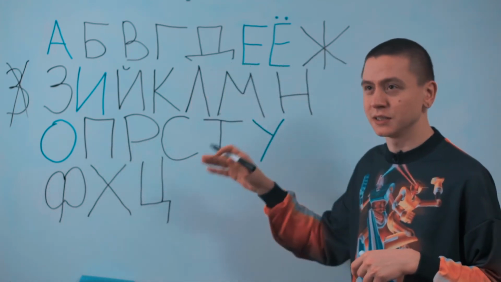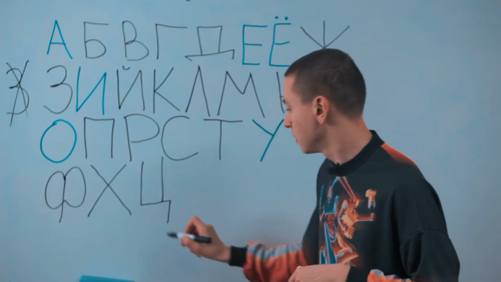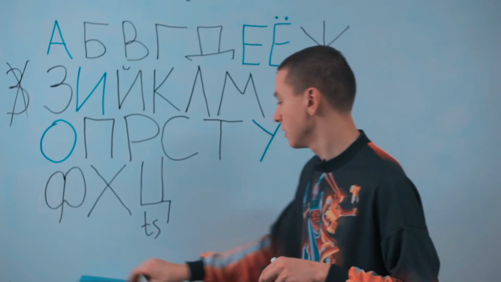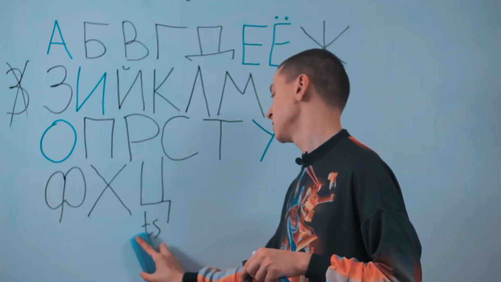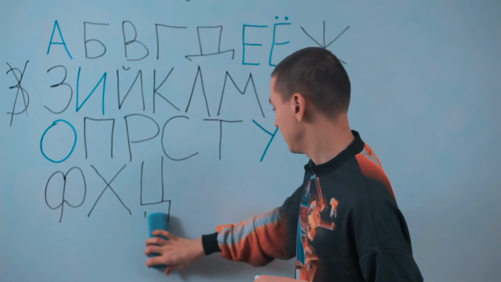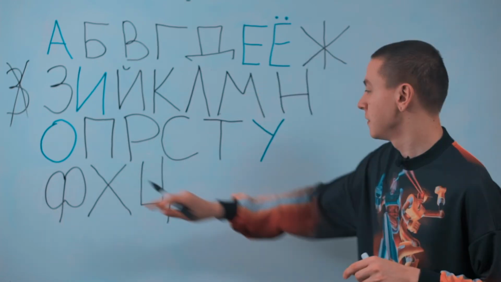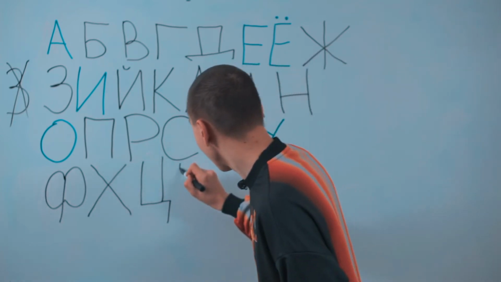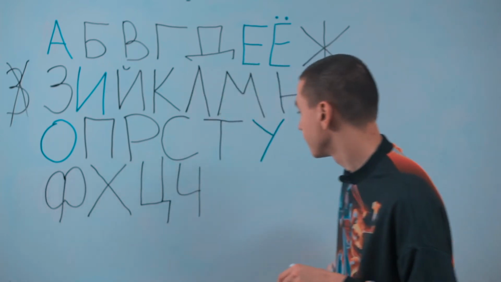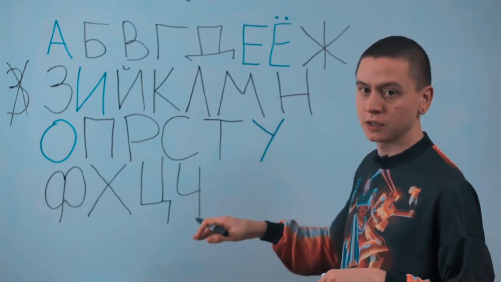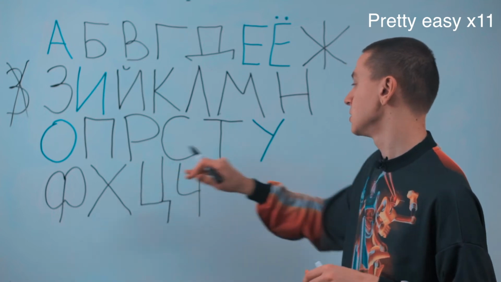Ts. It's literally like this. Ts. Okay? Just pronounce it like this. I hope you remember it and I can get rid of it. F, h, ts, ch. Next one is ch. It's ch, it's like ch in English, for example. It's ch. Pretty easy. F, h, ts, ch.